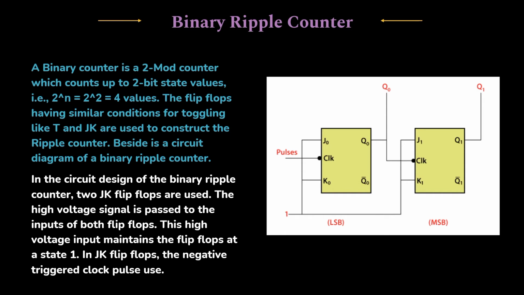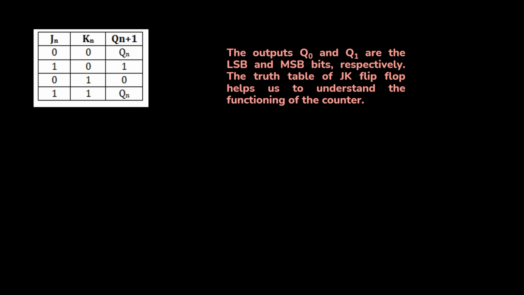In the circuit design of the binary ripple counter, 2 JK flip-flops are used. The high voltage signal is passed to the inputs of both flip-flops. This high voltage input maintains the flip-flops at state 1. In JK flip-flops, the negative triggered clock pulse is used. The outputs Q0 and Q1 are the LSB and MSB bits, respectively.